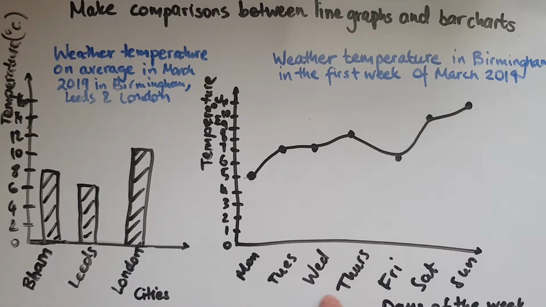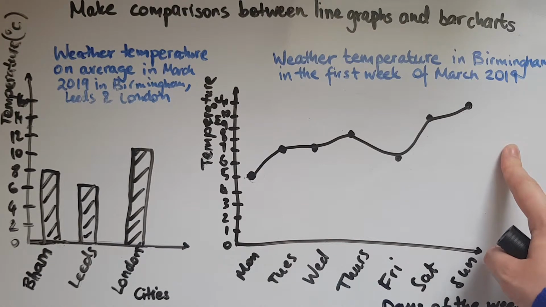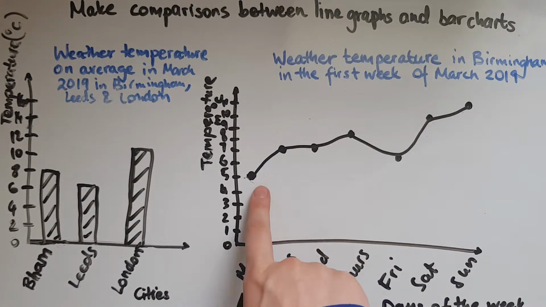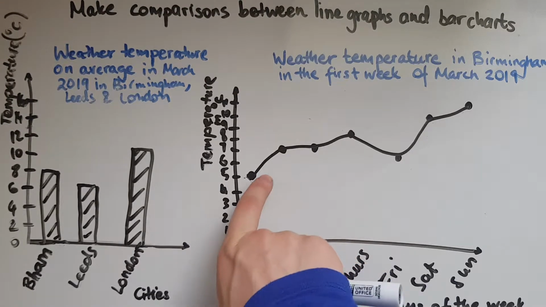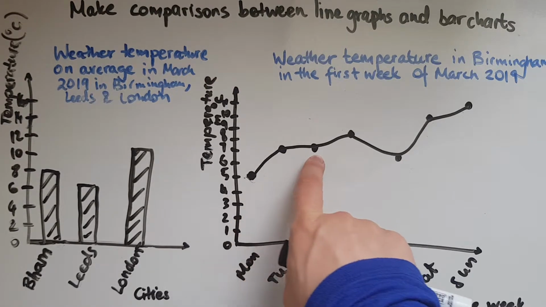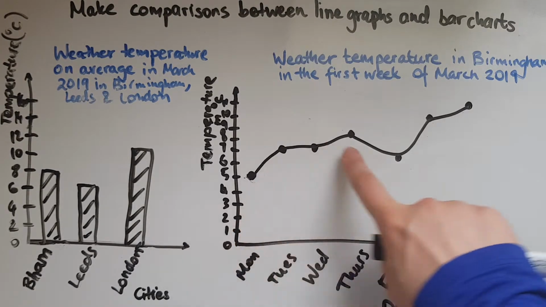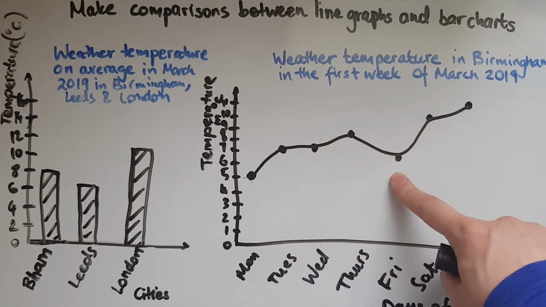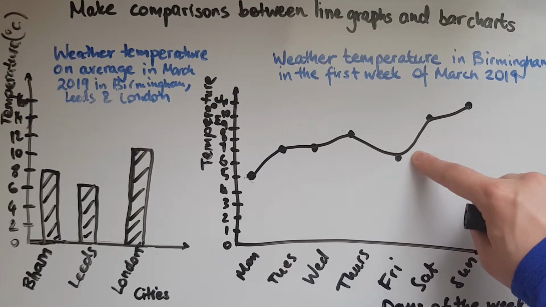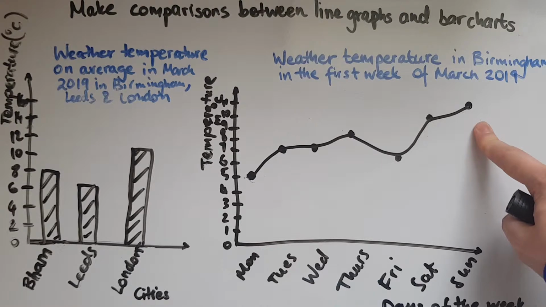So we've got Monday, Tuesday, Wednesday, Thursday, Friday, Saturday and Sunday, and we've shown what the temperature was on those days. And as you can see, you've got temperature being low to begin with at 5 degrees Celsius, going up, remaining the same for 2 days and then going up again. So we've got temperature rising till Thursday, and then we see a drop on Friday to pick up again on Saturday and reach the peak on Sunday with 11 degrees Celsius.